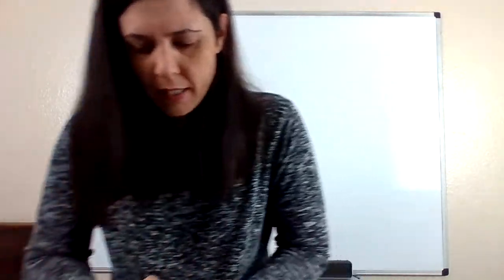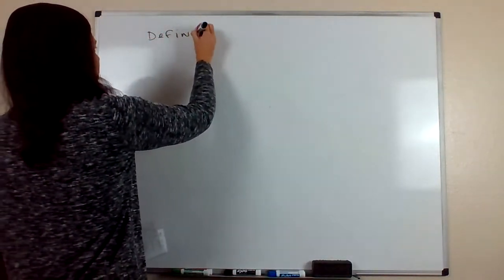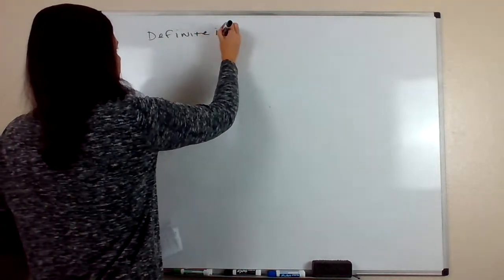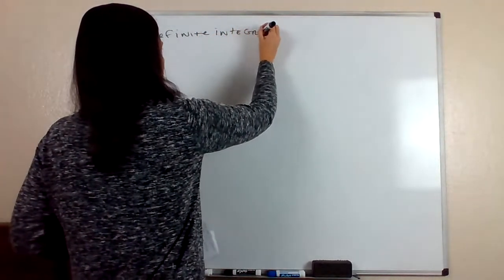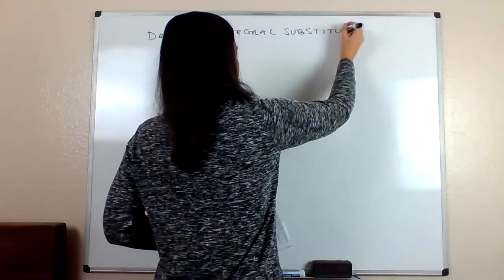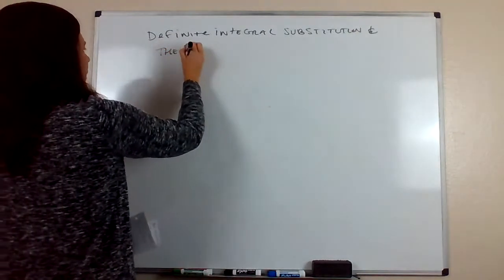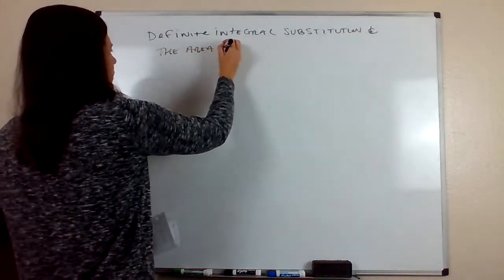So we're going to say definite integral substitution and the area between curves.